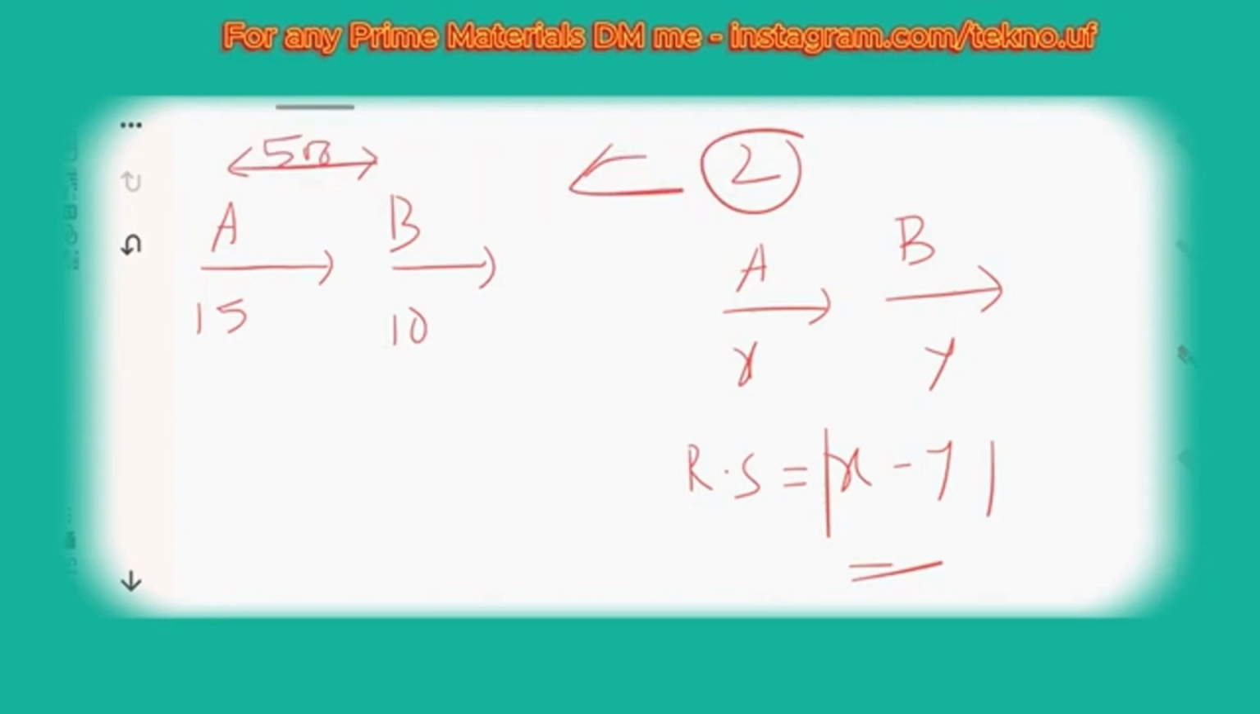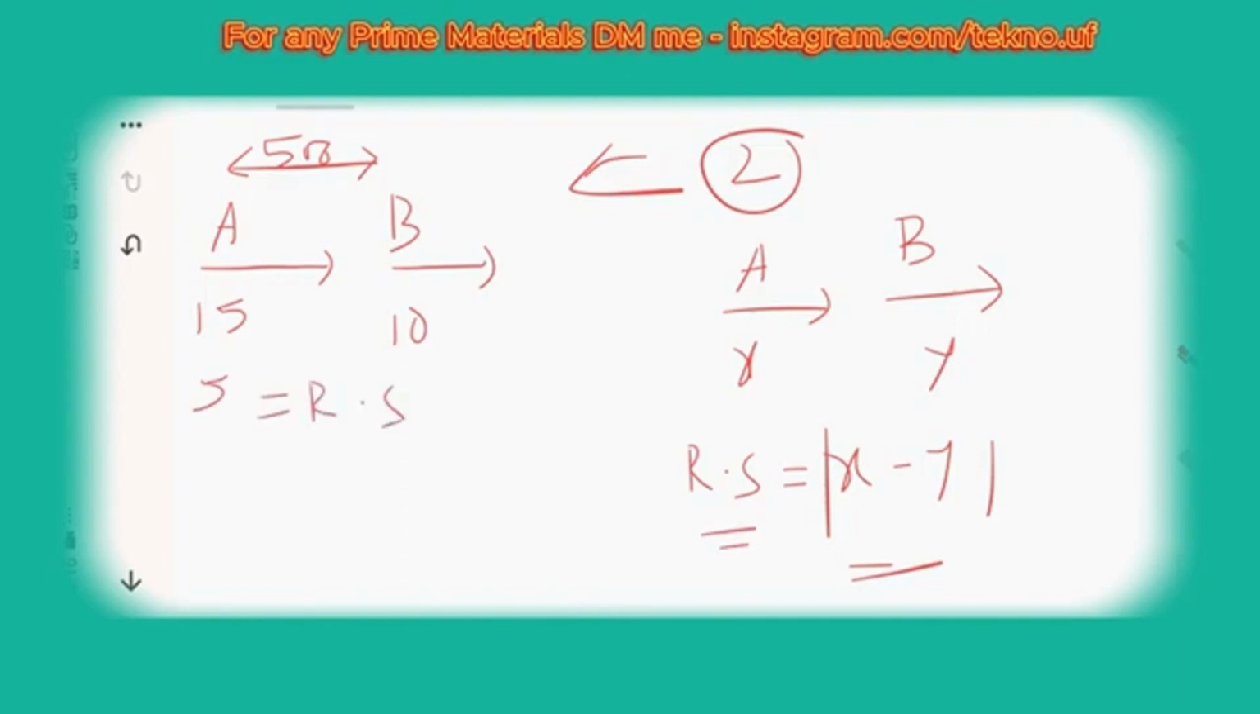This is a very simple question, and it is not going to come in the exam, but it is for learning purpose. At first we have to calculate the relative speed. As they are going in the same direction, from case 2 we can implement this formula. So 15 minus 10 will be 5. So 5 kilometer per hour is their relative speed.